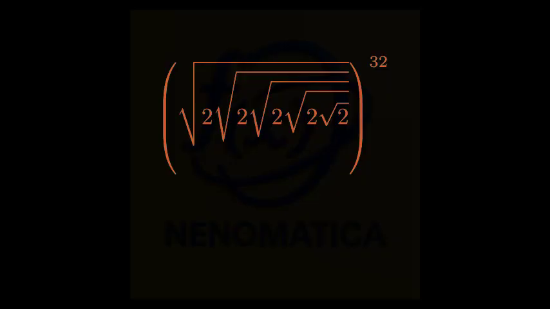Method A uses exponents. Define a 1 as the square root of 2. Then recursively define a sub n plus 1 equals the square root of 2 times a sub n. Let's compute the first few terms and watch the exponent approach 1 from below.